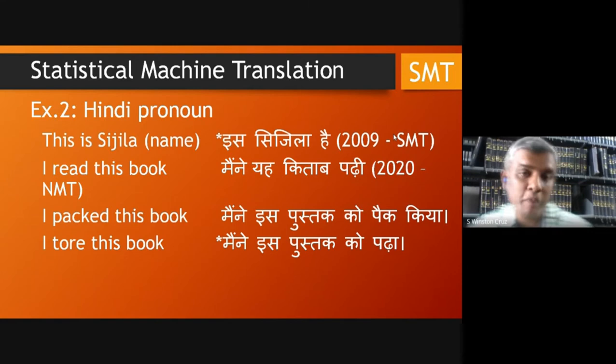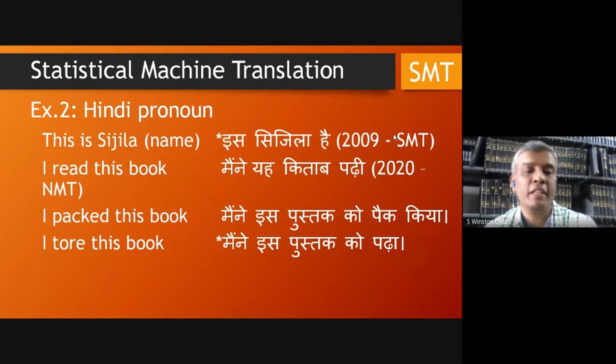What is the problem there? I have marked it with an asterisk, because we are not treating "is" here as a demonstrative. We are trying to use it as a pronoun, that "this is Shijila." "Yeh Shijila hai" is what we expect. This girl is Shijila. That's what we want to say. In Malayalam it would be either "Shijila aanu" or something like that. That's what we are expecting.